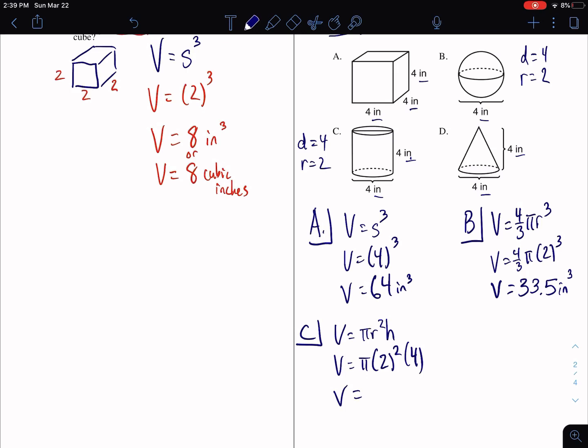Okay, and real quick, our unit for B was inches cubed. For C, we're going to plug that in again using the pi button on our calculator, and we're going to get 50.3 inches cubed this time.